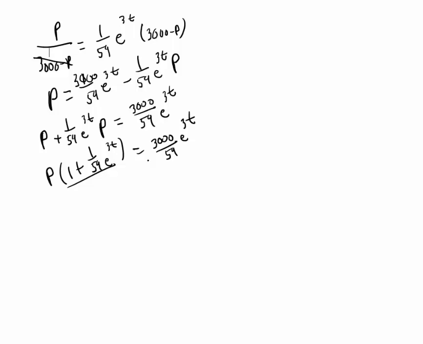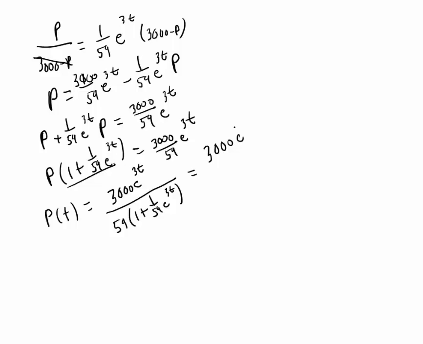And then I can divide that away, and that gives me P as a function of time is equal to, let's go ahead and write it this way, 3000 e to the 3t over 59 times 1 plus 1 over 59 e to the 3t. And in this case, I'm actually going to distribute that 59, so that gives me 3000 e to the 3t power over 59 plus e to the 3t power. And that's my P of t.